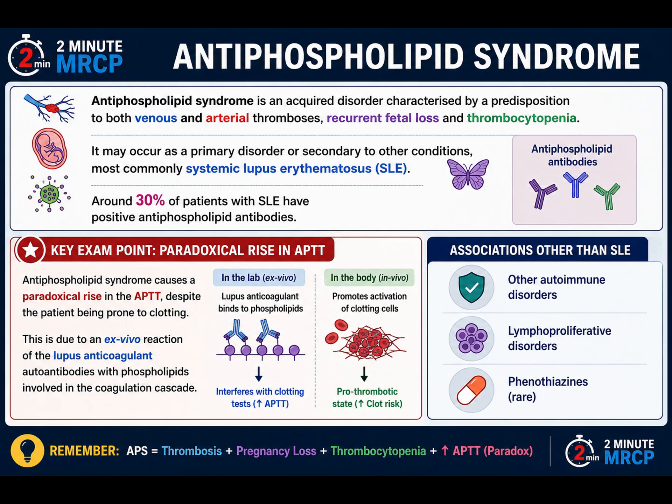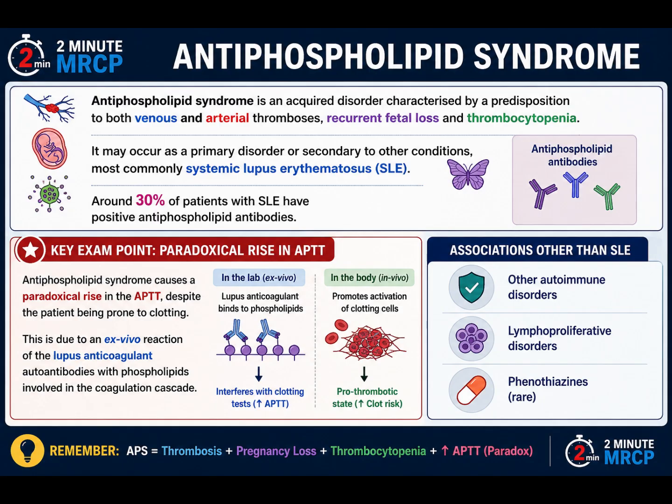Today, we will quickly review Antiphospholipid Syndrome. Antiphospholipid Syndrome, or APS, is an acquired autoimmune disorder that causes an increased tendency for both venous and arterial thrombosis. It is also associated with recurrent miscarriages and thrombocytopenia. APS may occur as a primary condition or secondary to another disease, most commonly systemic lupus erythematosus, or SLE. In fact, around 30% of patients with SLE have positive antiphospholipid antibodies.